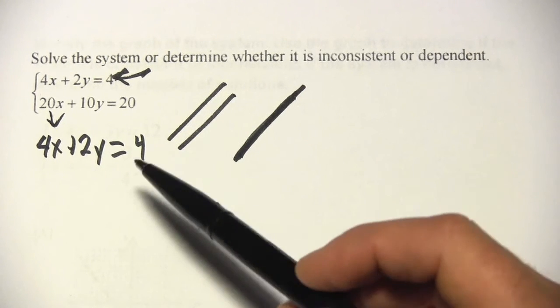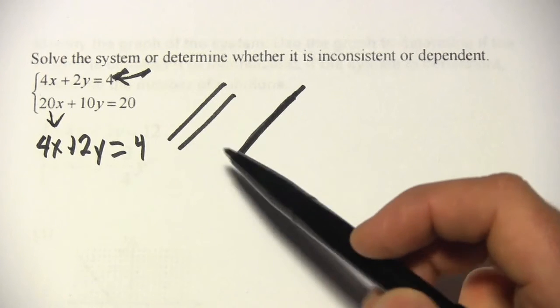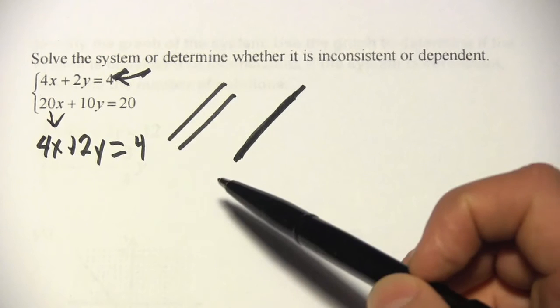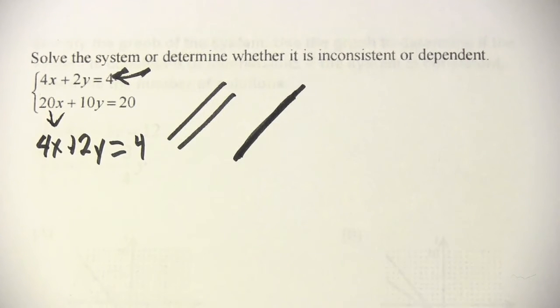If that was confusing, you can always just convert these into y equals mx plus b form, that slope-intercept form, and look at them that way. This was just a little bit less work to show they're exactly the same equation. Let's try another.